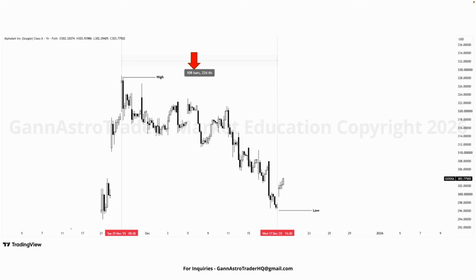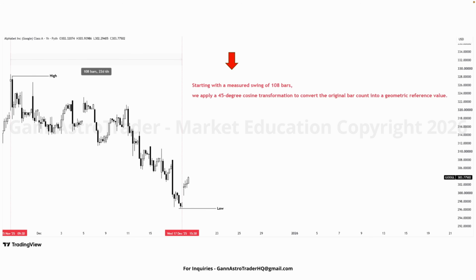swing of 108 bars and apply our 45-degree cosine transformation. The idea is to convert the original time measurement into a geometric reference value. So our calculation becomes 108 multiplied by the cosine of 45 degrees. This gives us a transform value that we can then bring into the Gann numerical grid.